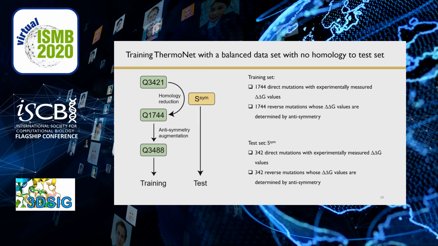To address these 2 aspects, we implemented a rigorous procedure. We started out with a dataset called Q3421. The numbers here indicate the number of unique mutations in these datasets. We first removed the proteins that are homologous to any proteins in the ISCB dataset from Q3421 to get an intermediate dataset called Q1744. We then augmented Q1744 by creating a data point corresponding to the reverse mutation for each mutation in Q1744. In the end, we had a training set that is balanced for both stabilizing and destabilizing mutations with no homology to the test set.